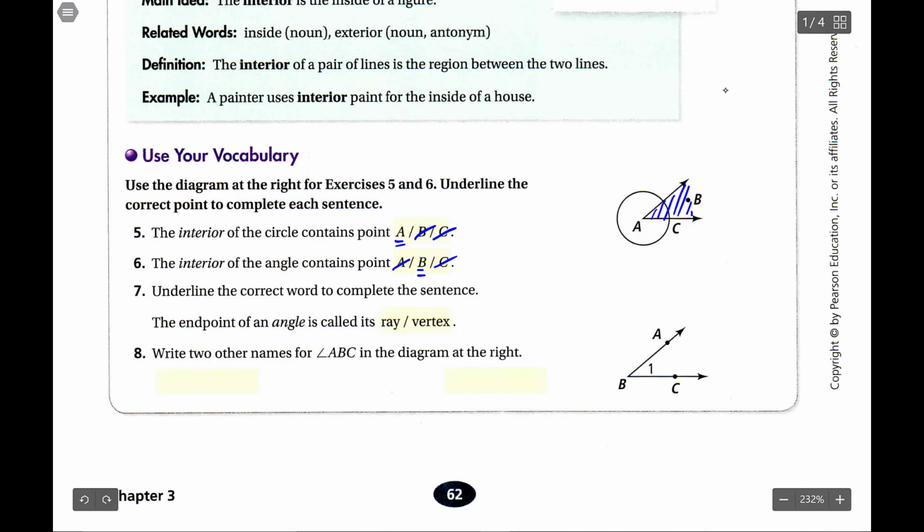Number 7, underline the correct word to complete the sentence. The endpoint of an angle is called its vertex, and that says underline and I circled. So the endpoint of an angle is called its vertex.